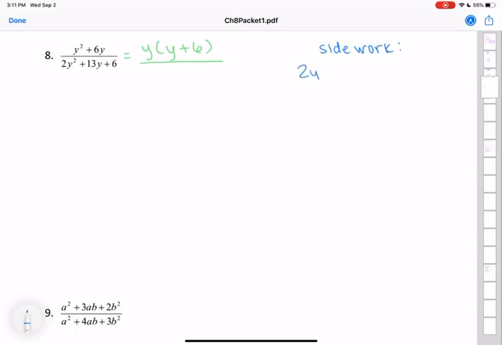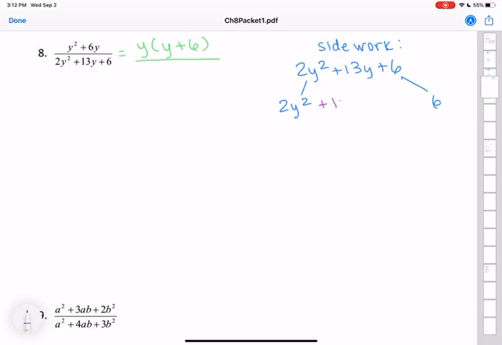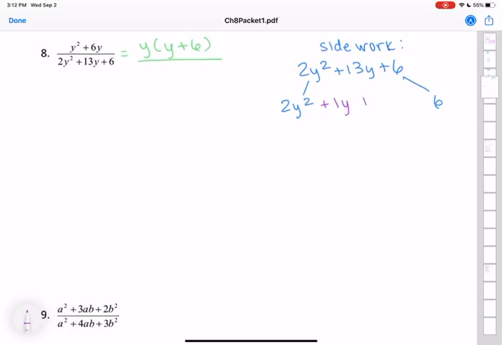So my side work is I'm going to factor that bottom piece. Leading coefficient is greater than 1, so I have to go the long way. I'm rewriting so I can break apart that middle term. I want two numbers that multiply to 12, because of the 2 and the 6, but add to 13. All right, so it's going to be 1 and 12. I'm going to put in plus 1y just so I don't lose anybody. You don't have to have the 1 in there. It's the 12y.